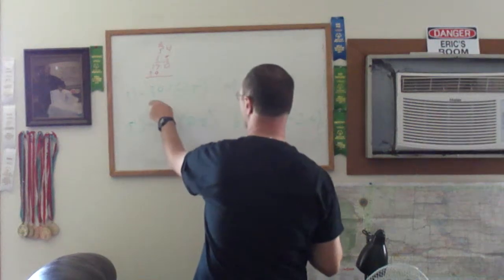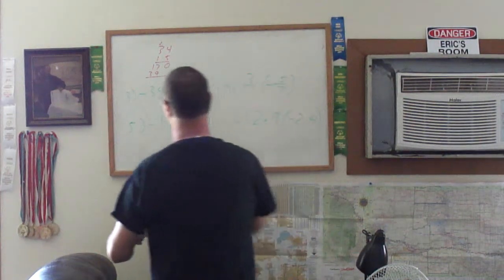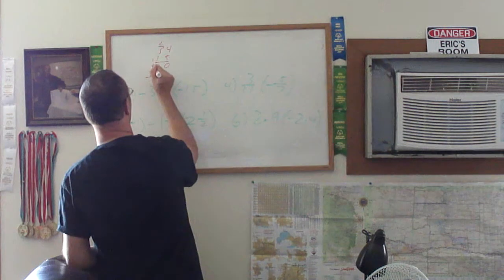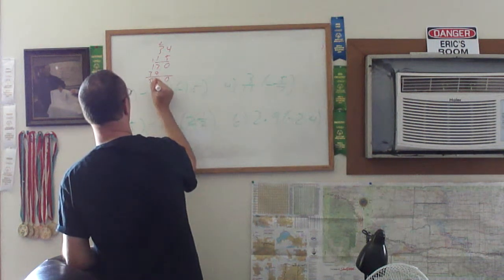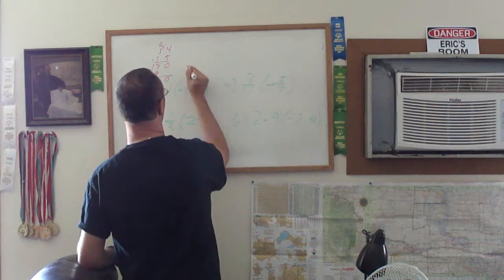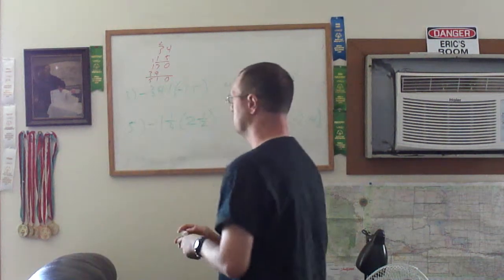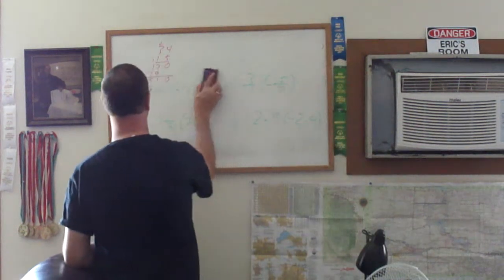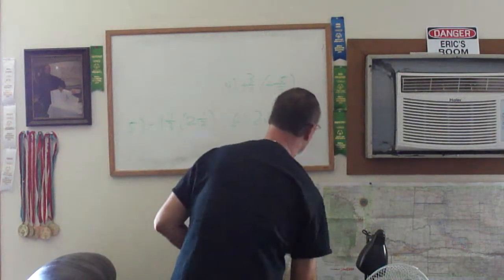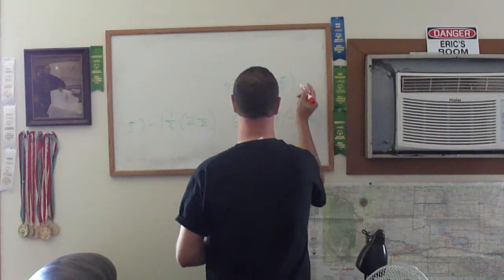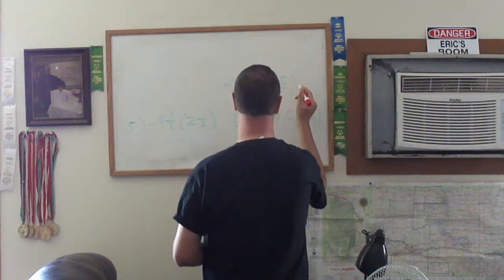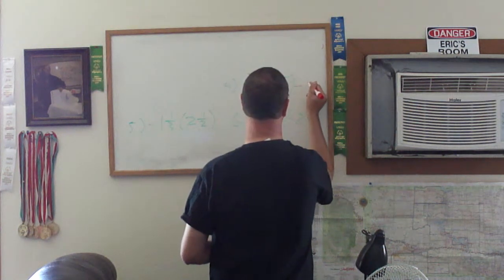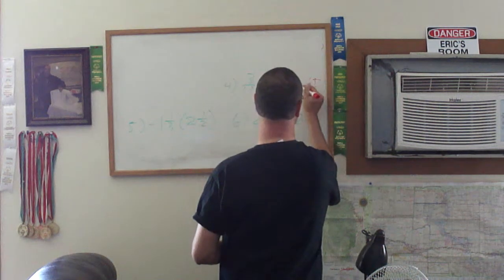They're both negative: negative 34 times negative 15. If they're both negative, 510 is the answer. Now negative 3 1/1 times a negative 1/5: one positive, one negative, so it would be negative.